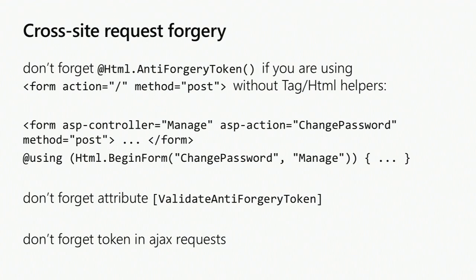Of course, you know about this cross-site request forgery. It's called actually synchronized token pattern. And so if you're using old way of adding form, then you should add HTML anti-forgery token. But if you're using HTML helper or new tag helper, then you shouldn't. It will be added automatically. And of course, don't forget attribute and don't forget to add token to AJAX requests.